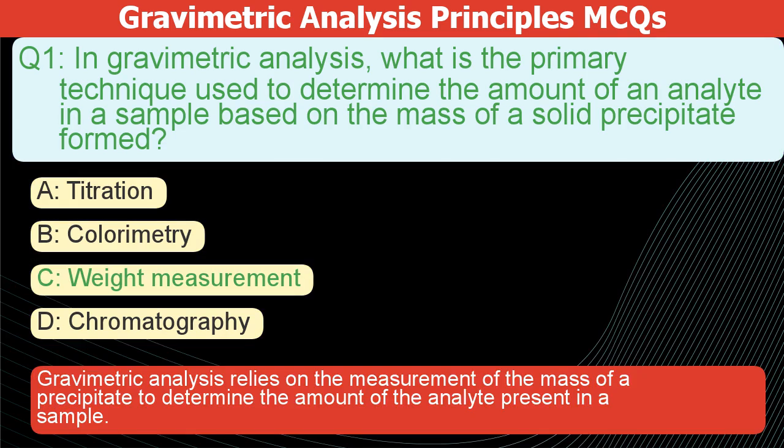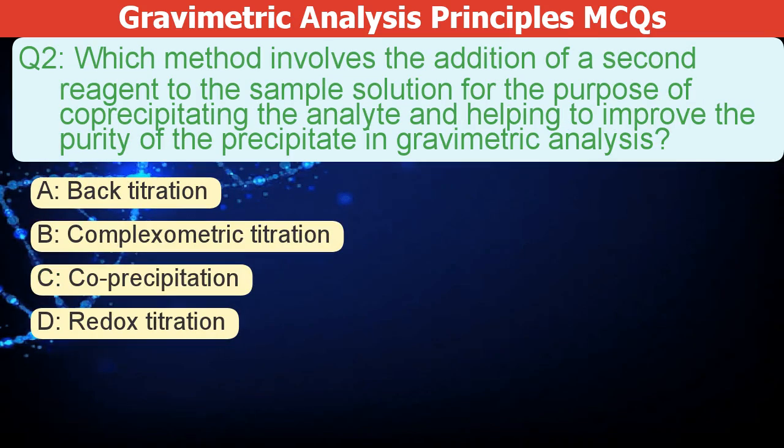Gravimetric analysis relies on the measurement of the mass of a precipitate to determine the amount of the analyte present in a sample. Which method involves the addition of a second reagent to the sample solution for the purpose of co-precipitating the analyte and helping to improve the purity of the precipitate in gravimetric analysis? A. Back titration. B. Complexometric titration. C. Co-precipitation. D. Redox titration.